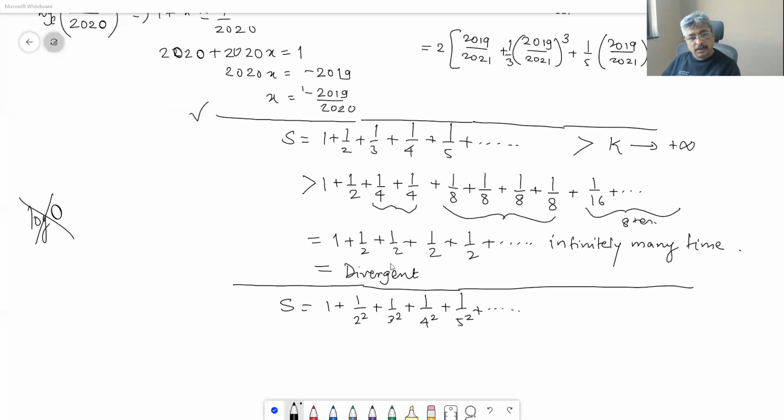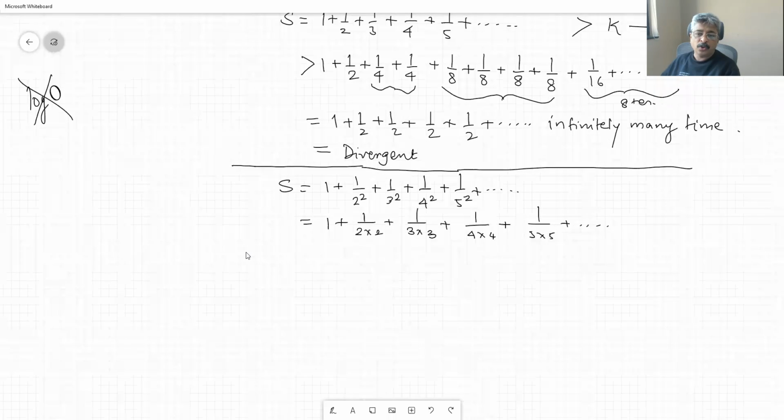Okay, the earlier one was divergent, this one is going to be convergent. Let us try to do it. 1 plus 1 upon 2 into 2 plus 1 upon 3 into 3 plus 1 upon 4 into 4 plus 1 upon 5 into 5 plus that, correct?